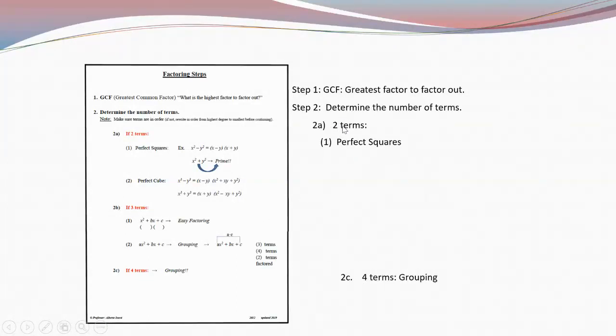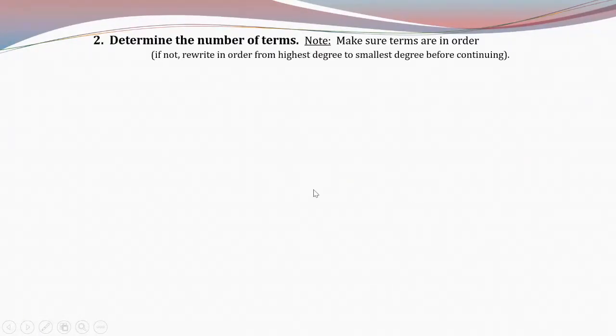Okay, now let's do two terms, perfect squares. So the formula for perfect squares means if you have x squared minus y squared, it will be x minus y and x plus y. If you have x squared plus y squared, if it's a plus, it's going to be prime. It means it cannot be factored. Okay, now two terms. Here we go.